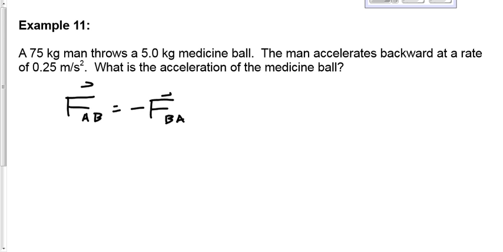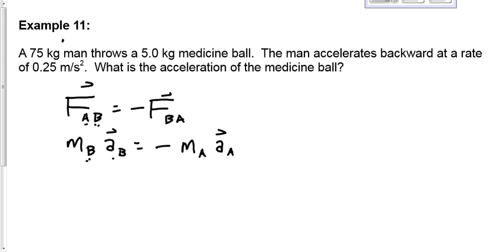Besides F being equal to F, it is also equal to mass times acceleration. So I'm going to say the mass of object B times the acceleration of object B, because this is the force of A on B. We're looking for the mass of object B, the acceleration of object B is equal and opposite to the mass of object A times the acceleration of object A.